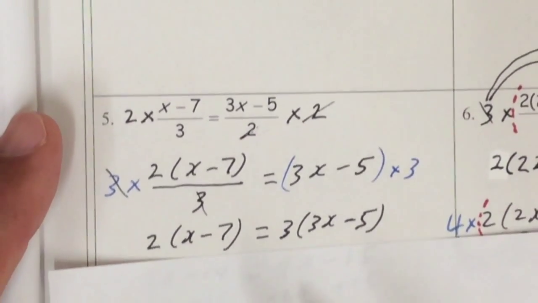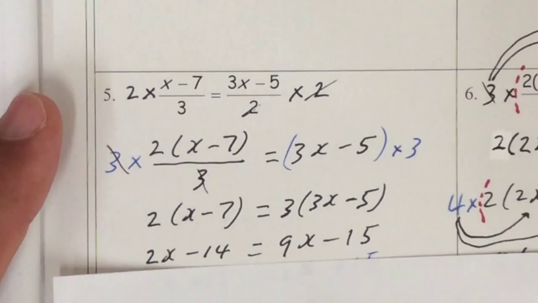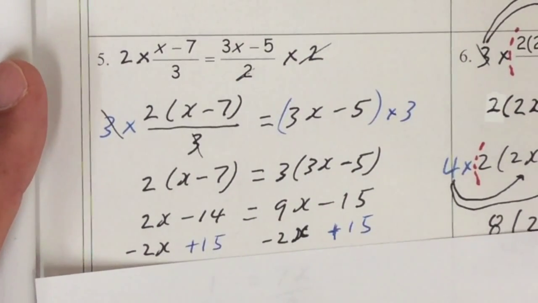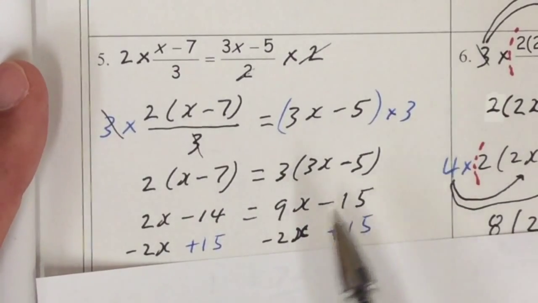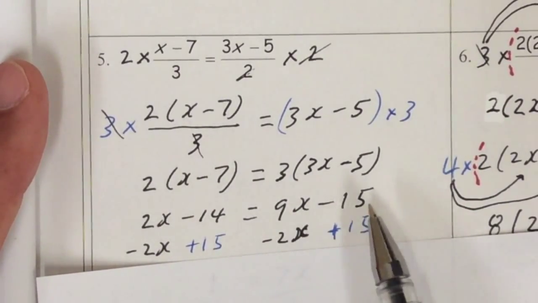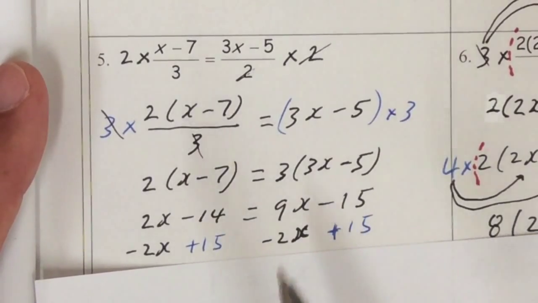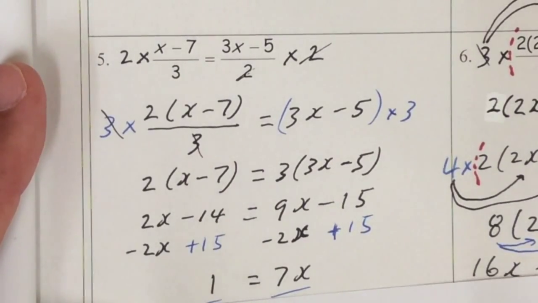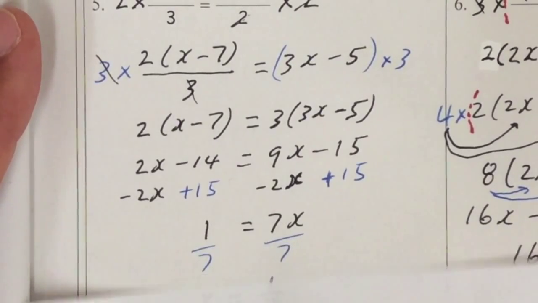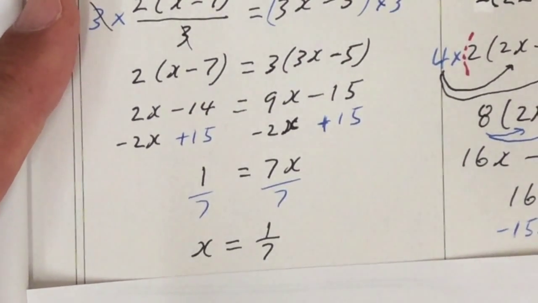Okay, so we now want to multiply these in. I do combining steps again. I'm going to subtract 2x from both sides, and then I'm going to add 15 to both sides, so I get x alone, and I get from that 1 equals 7x. Divide both sides by 7, and x equals 1/7.